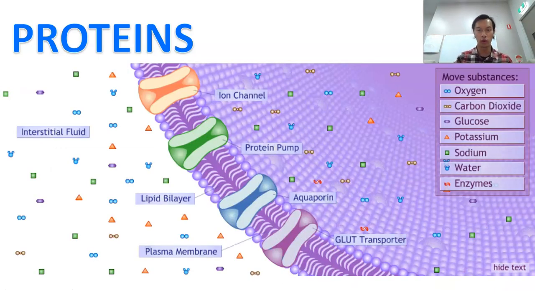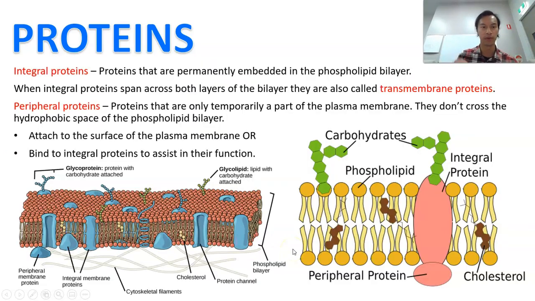Here's an overview of all of the different types of proteins. So, for example, this one is used for transporting ions. This one is a protein pump, transporting proteins. This one is an aquaporin, transporting water. And then here's another one as well. Now, depending on the structure of the protein, it has a slightly different name.